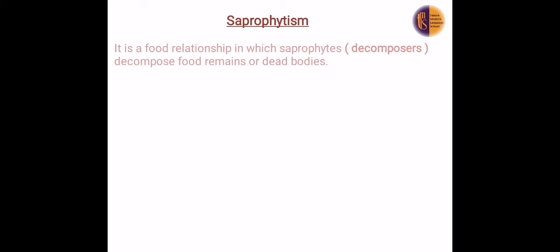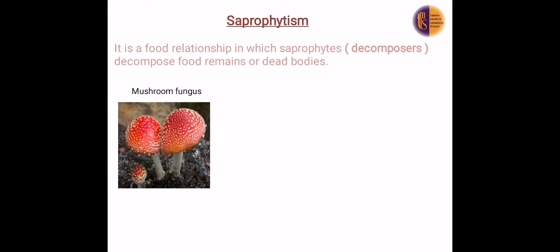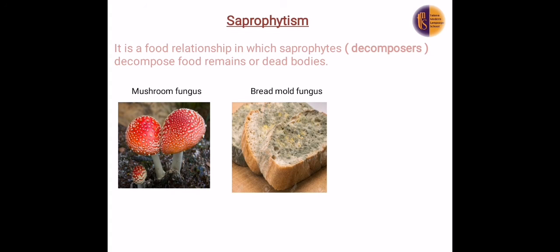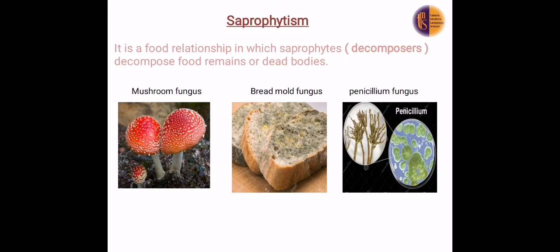The third relationship, we said we have three types. We talked about predation and symbiosis, and we said symbiosis can be classified into mutualism, commensalism, and parasitism. And the third type is called saprophytism. What is saprophytism? It's a food relationship in which saprophytes or decomposers decompose food remains or dead bodies. Like what? We have mushroom fungus, bread mold fungus, or penicillium fungus. All of these are saprophytes or decomposers. They decompose food remains or dead bodies.